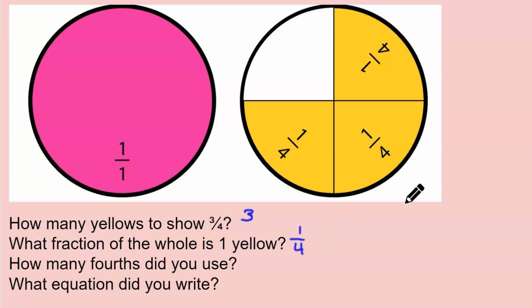So altogether, how many fourths did I use? I used 3. What equation can I make? I have 1/4 plus another 1/4 plus another 1/4. And those together equal 3/4.